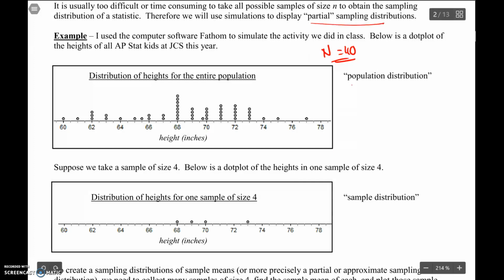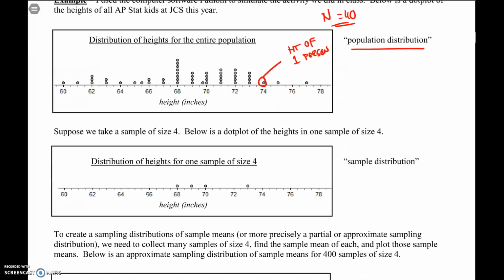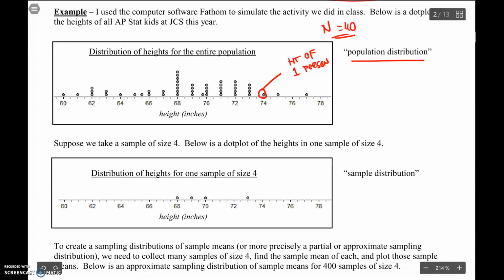So this is the population distribution. I could ask you, what does each one of these little things represent? Each little dot represents one individual in the population, and it represents their height. So this is the height of one person. And this is a collection of all people in the population. That's the population distribution. Now, if we want to estimate the average height, I'm going to take a sample.